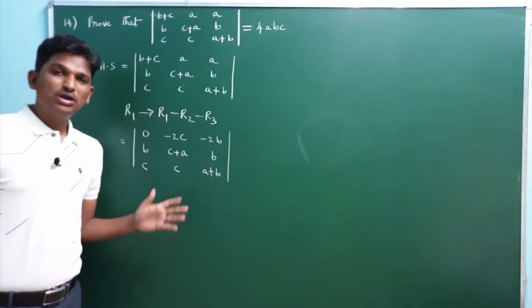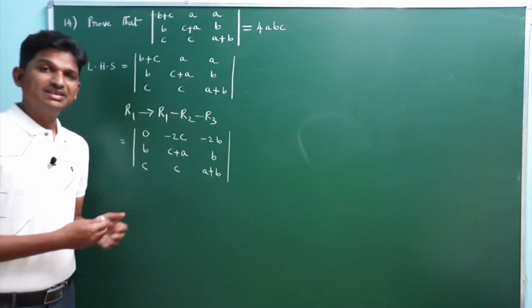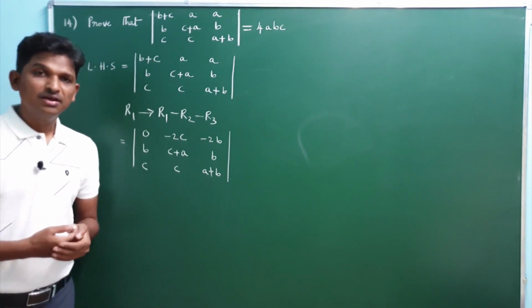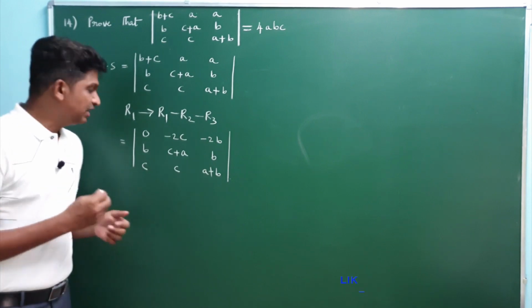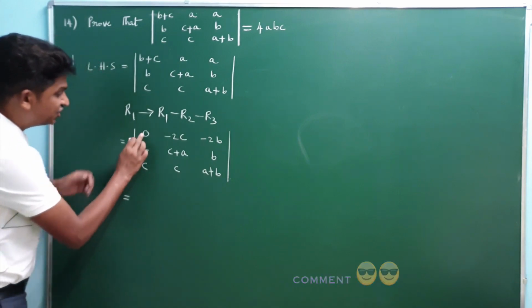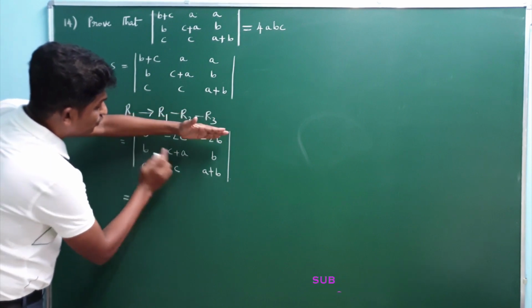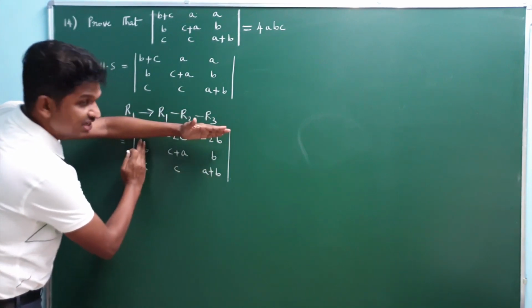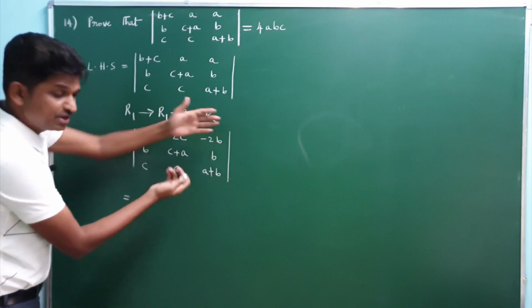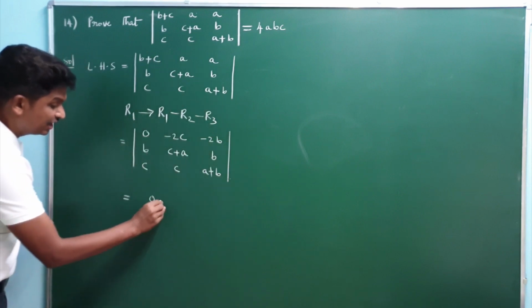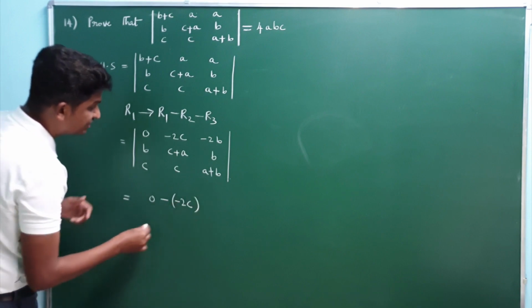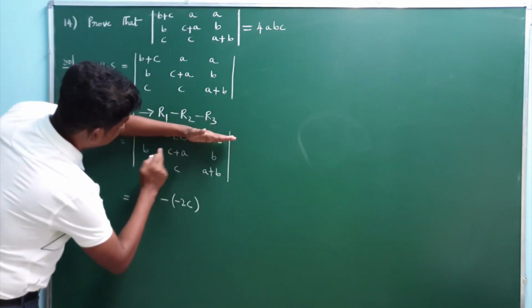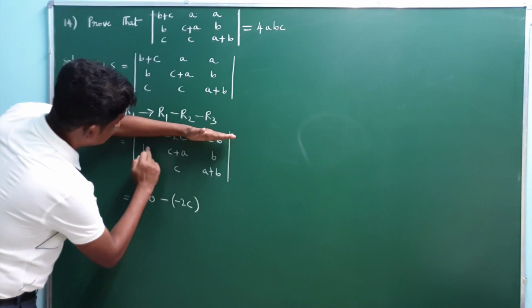After this step, whatever the operations we are applying, still it is becoming complicated. So the best thing is you expand this determinant at this point. See here, 0 into this 2 by 2 matrix determinant is 0 only, because 0 into this determinant is 0. That's why I will write 0 here. Minus, what is there here? Minus 2C. Minus 2C into, now delete this row and this column, determinant of this part.